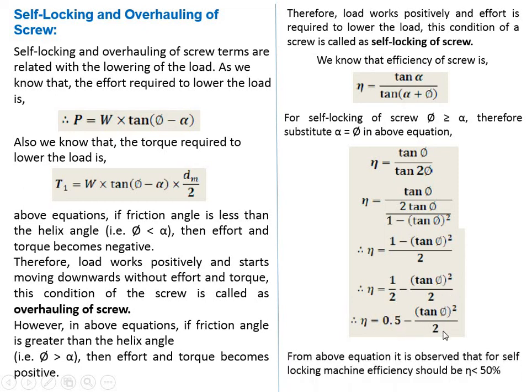So from the above equation it is observed that for self-locking of the screw, the machinery efficiency should be less than 50%. Already here we have 0.5, and whatever the value, it is subtracted from 0.5. So obviously the efficiency will always be less than 50%.